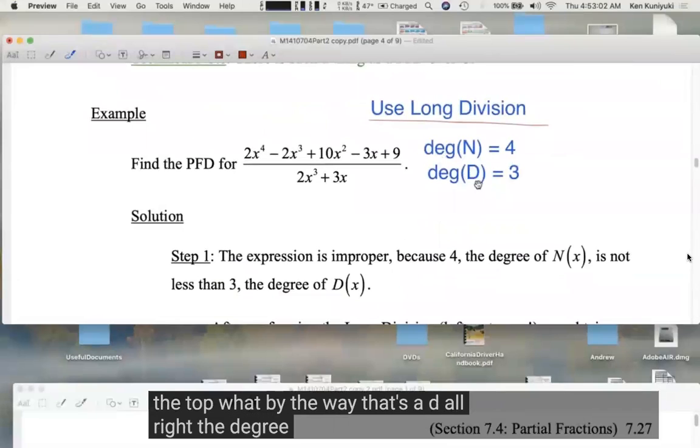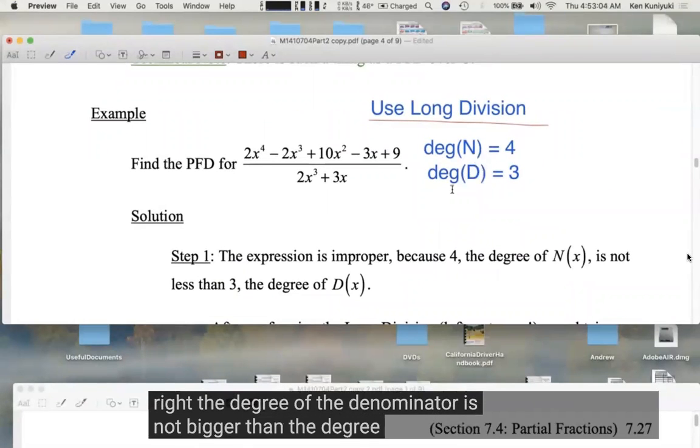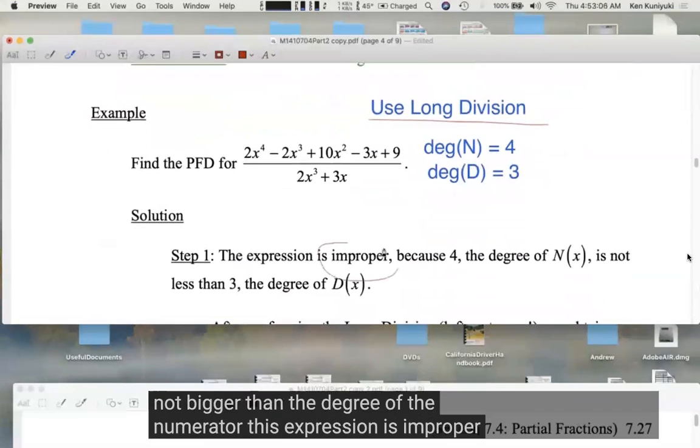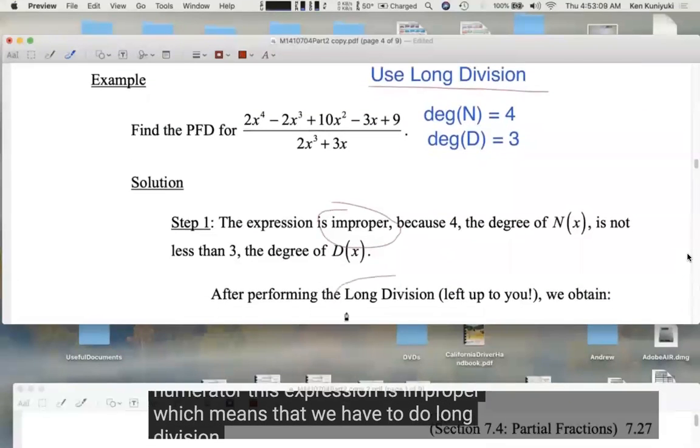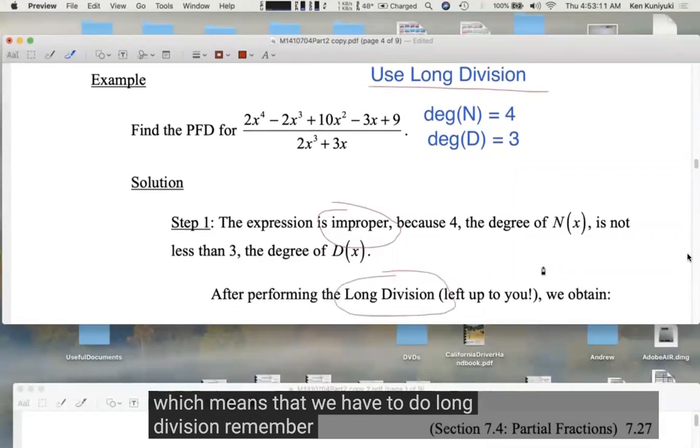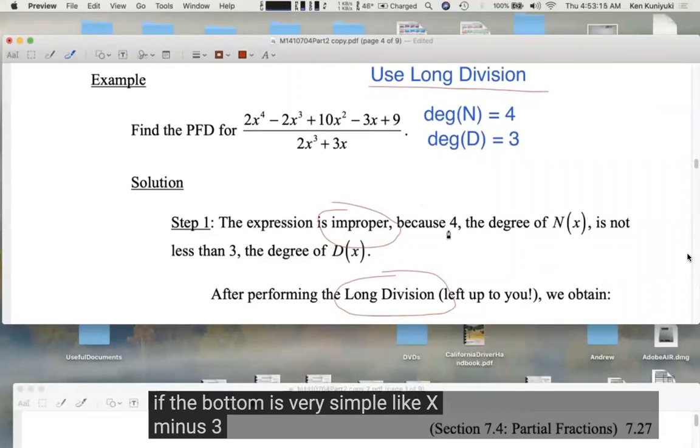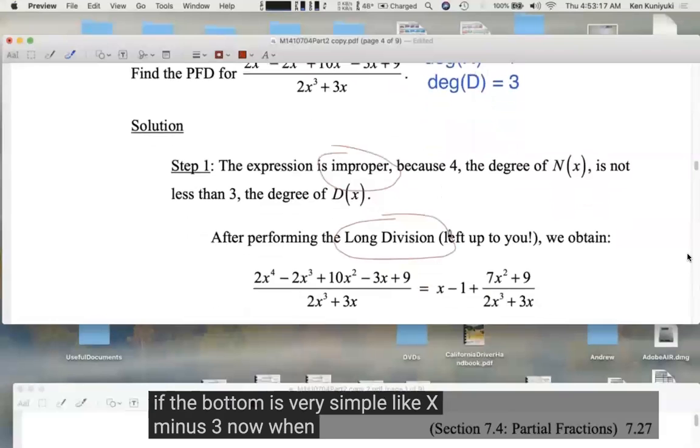All right, the degree of the denominator is not bigger than the degree of the numerator. This expression is improper, which means that we have to do long division. Remember, use synthetic division if the bottom is very simple, like x minus 3. Now, when you do the long division, you get this, right?